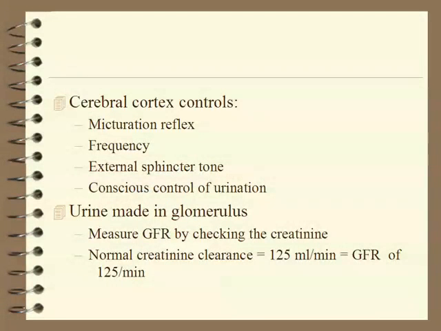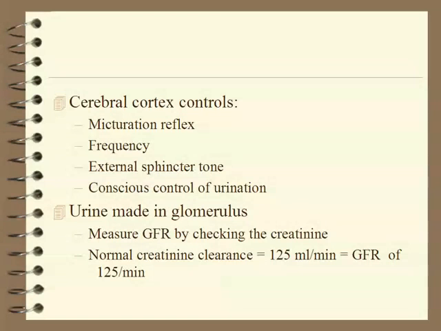Urine is made in the glomerulus, and we measure our GFR by checking the creatinine levels. In order to have an appropriate glomerular filtration rate, you need to have a constant arterial blood pressure. As long as your mean arterial pressure is anywhere from 80 to 180, that will work appropriately. Our normal creatinine clearance is 125 milliliters per minute. Therefore, our glomerular filtration rate is also 125 milliliters per minute.